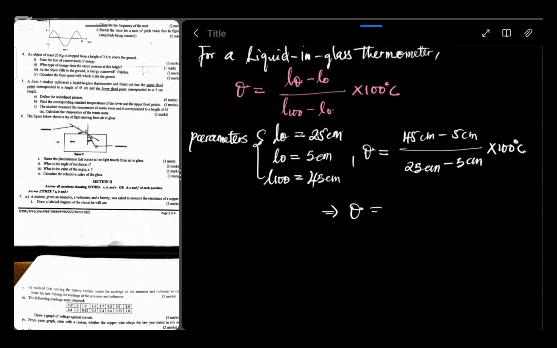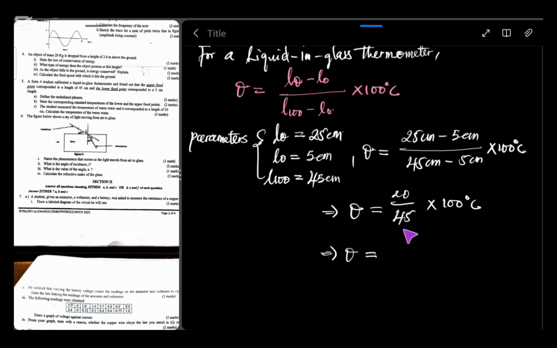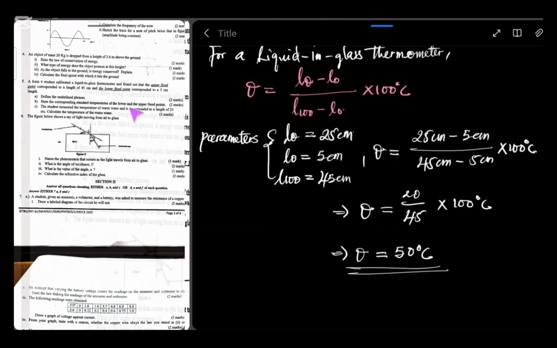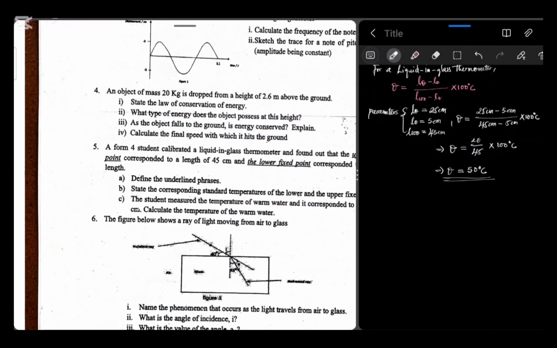This will quickly reduce to 40 on 20 times 100 degrees Celsius, which gives us 200. I've made an error. This was supposed to be the reverse. Sorry for that mistake. This is supposed to be 25 minus 5 centimeters divided by 45 centimeters minus 5 centimeters. So this will give us 20 over 45, which is 0.5 times 100. That will give us 50 degrees Celsius. So the temperature of the warm water will be 50 degrees Celsius.